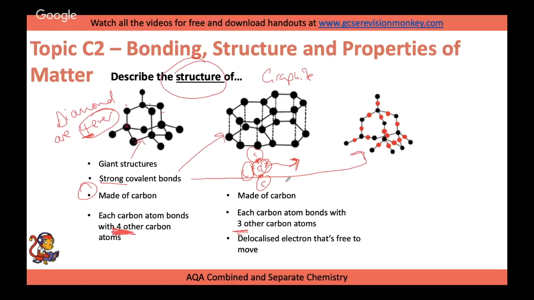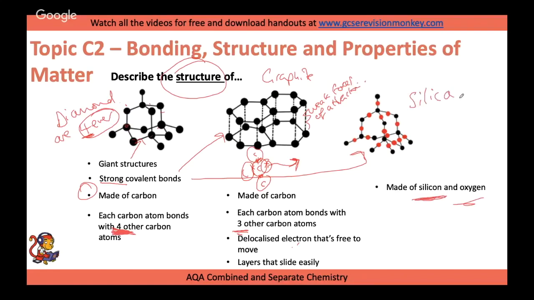And the graphite, let's add this bit, the graphite has layers that slide easily, and between the layers you have weak forces of attraction, which means that they can slide very easily. Silicon dioxide then is made out of silicon and oxygen, and is sometimes called silica or silicon dioxide.